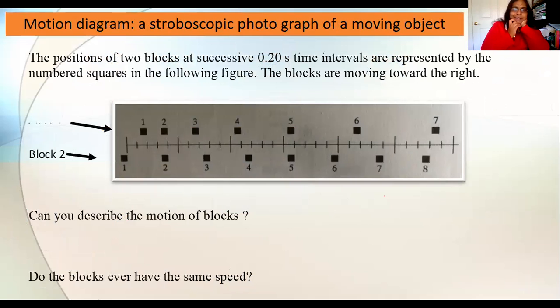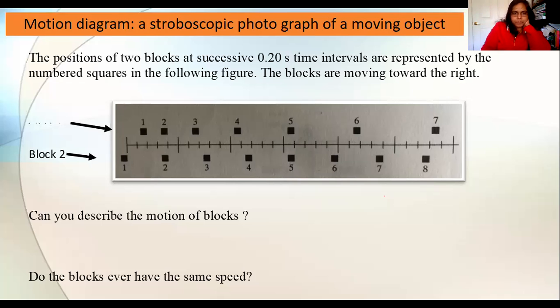Okay, now let's try this one. So here I have two motion graphs. Can you describe the motion of the blocks? The first block and the second block. What do you think? What is the first block describing? Look at the gaps. Remember that each dot is drawn every 0.2 seconds.